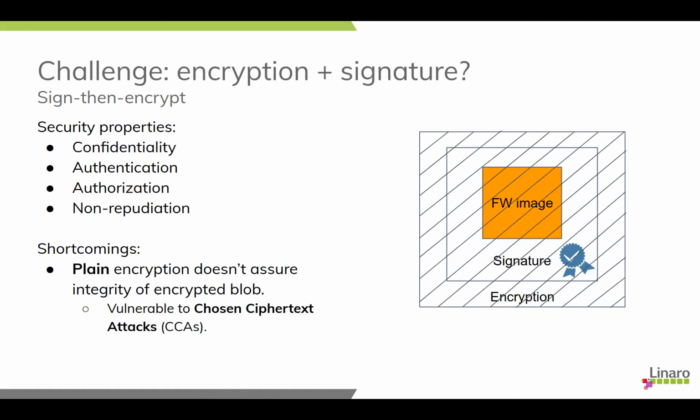So now let's come on to the second one, sign then encrypt. In this case, as the figure depicts, we put a signature on the plain firmware image and then do the encryption over it. This way we achieve confidentiality, authentication, authorization, and non-repudiation. But there is a major drawback to this approach. That is, when we do plain encryption, it doesn't ensure the integrity of the encrypted block, which may often be vulnerable to the chosen ciphertext attack.